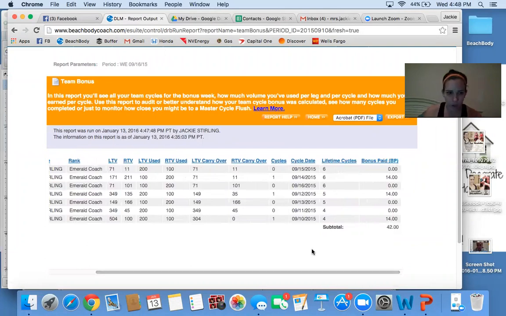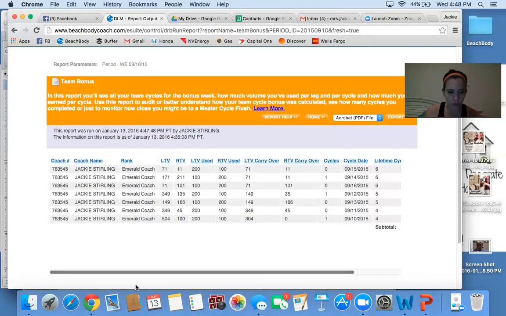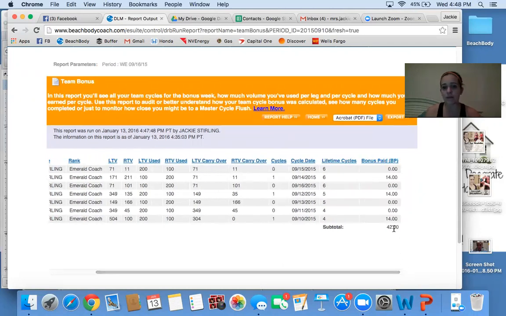So what this looks like for you is you'll see your rank here, what my left leg volume was, what my right leg volume was, how much they used, carryover, and so on. This is what you care about. One, two, three. I cycled three times on these three days in that week, and I made $42.